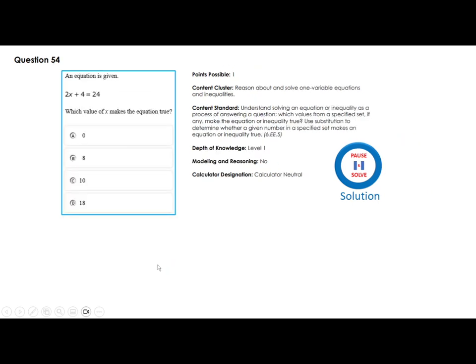An equation is given: 2x plus 4 is equal to 24. Which value of x makes the equation true? If you replace x by 0, you get 0 plus 4, that's not equal to 24, so that's not good. 8, replace x by 8. 2 times 8 is 16, plus 4 is 20, it's not equal to 24. 10 now. 2 times 10 is 20, plus 4 is 24, that's good. 18, it's not. 2 times 18 is 36, that's 40, that's not equal to 24.